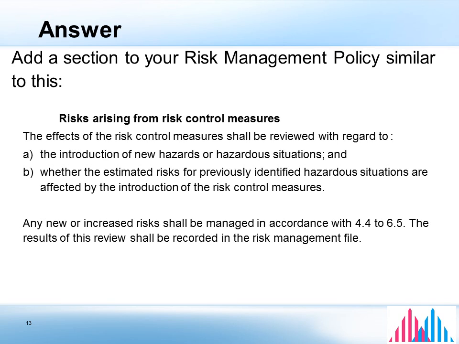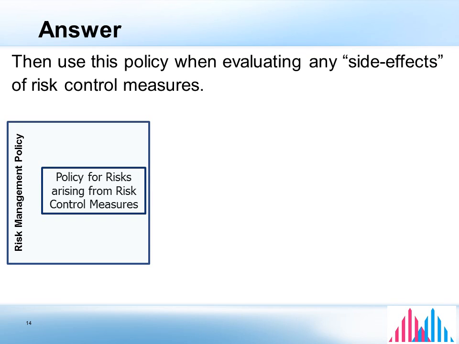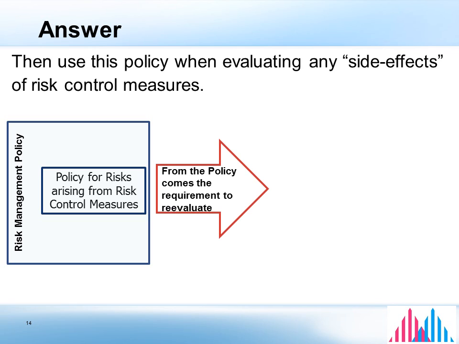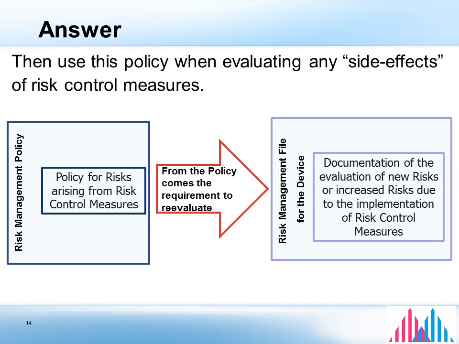First, let's make sure that your risk management policy has something similar to what's shown here to handle risks arising from risk control measures. The policy will become part of your overall risk management policy, and now it includes this policy for risks which arise from other risk control measures. From that comes the requirement to reevaluate after these risk control measures are implemented. And then in the risk management file for the device, we document the evaluation of new risks or increased risks which come from the implementation of the risk control measures.